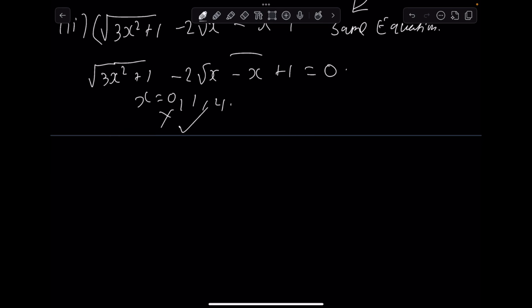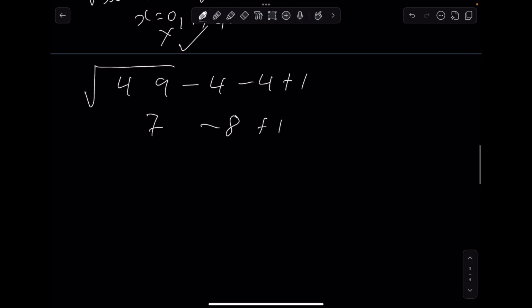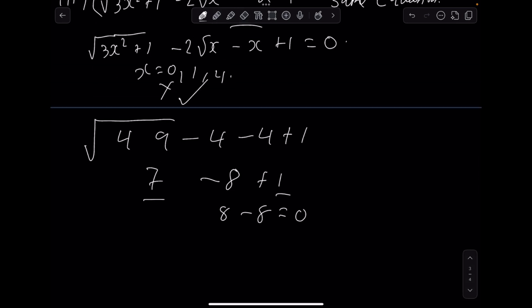Now let's try x equals 4. So we have 3 times 4 squared. So 4 squared is 16. 16 times 3 is 48 plus 1 is 49. 49 minus 2 times root of 4, which is 2. So minus 4. And then minus 4 plus 1. So that's 7 minus 8 plus 1. So 7 plus 1 is 8, minus 8 is 0. So 4 is a solution.